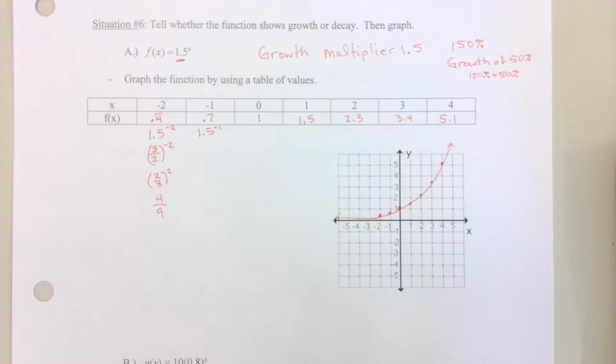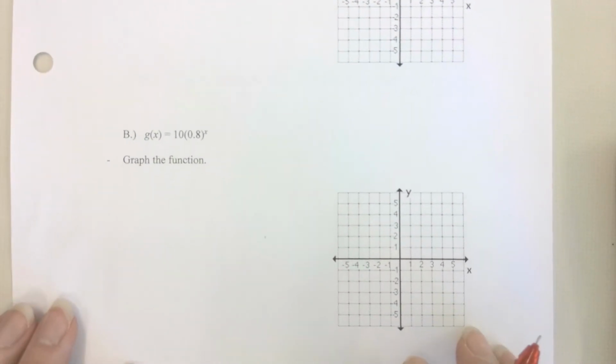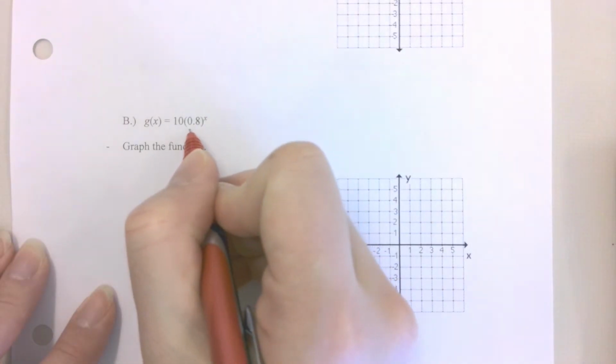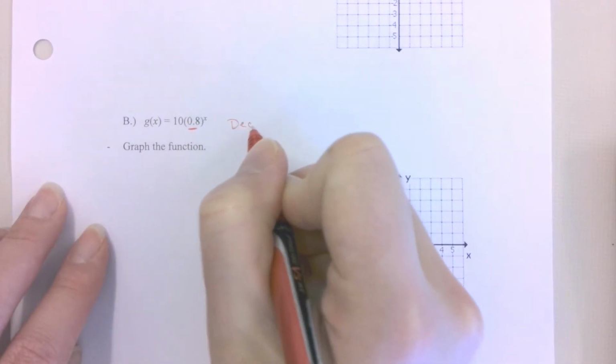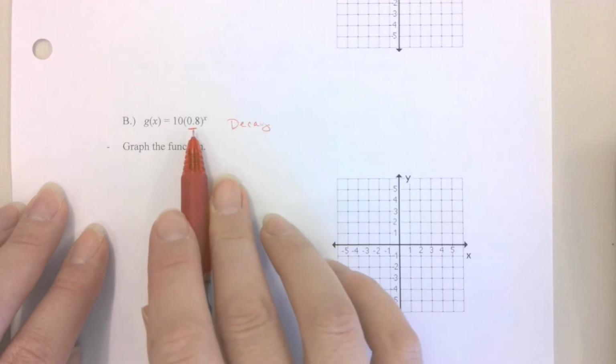All right, and that's all we want to do, is graph it. We have another function, and it is g of x equals 10 times 0.8 to the x. This is my multiplier because that's what the power is on, so I know that this is decay. Now, when we talk about decay, the 0.8 is what is left.